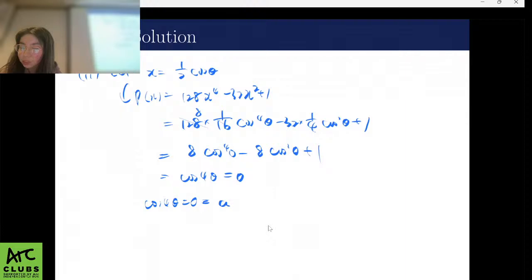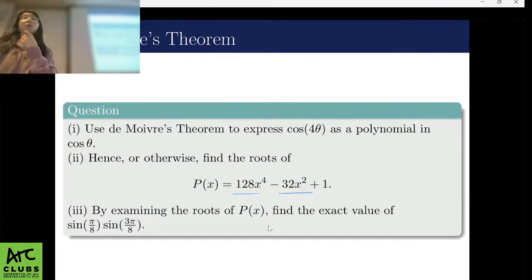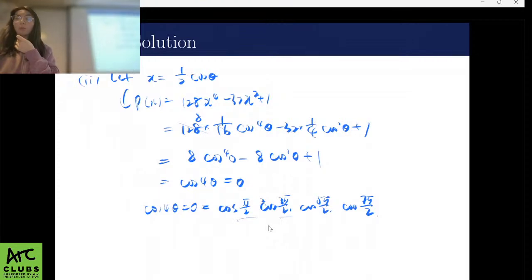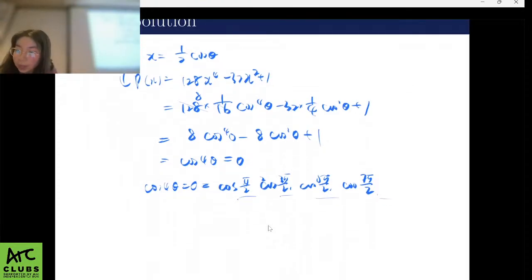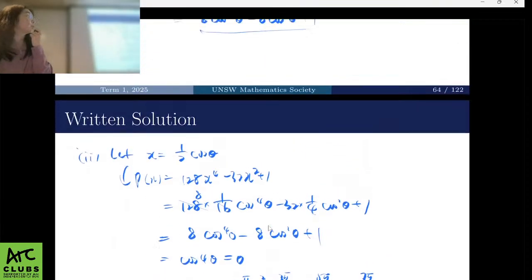So 0 is essentially cos of π/2, 3π/2, 5π/2, and so on. But how many solutions should we be finding for this question? Well, you know that the highest degree of this polynomial is 4, right? So you really need to just find 4 different solutions, in which if you plug in just those angles, they will give you 4 different solutions. So then we know that x equals a half cos, remember to divide this by 4, by the way. So that's a half cos π/8, a half cos 3π/8, a half cos 5π/8, and finally 7π/8. That would be our 4 solutions to this polynomial.